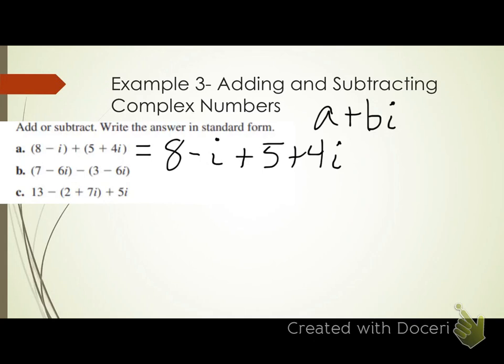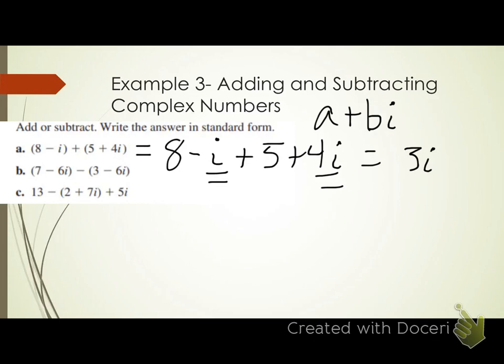I'm going to tell you this. We're going to treat i like a variable. So what we're going to do here is just combine like terms. So what do I have like terms of? The negative i and the 4i. Those are like terms, correct? Those are both imaginary parts, so I can combine them. So it's negative i plus 4i, 3i.